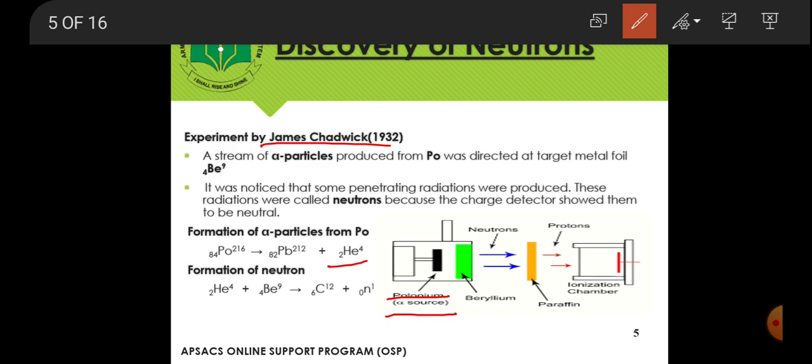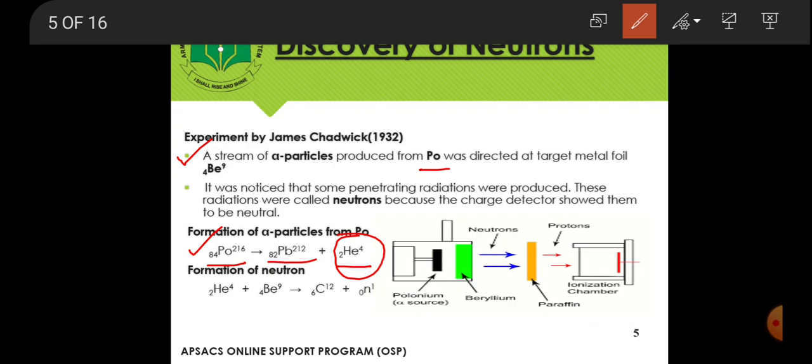The polonium was enclosed in a lead block. The lead block allows the radiation to pass from one side only. So, a stream of alpha particles was produced from polonium. How these alpha particles are produced from polonium, we can study in the reaction: the polonium atom decays to produce alpha particles and lead nuclei. In this way, the alpha particles are produced from polonium.